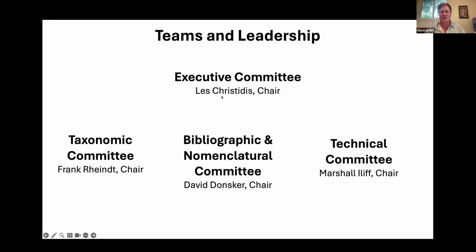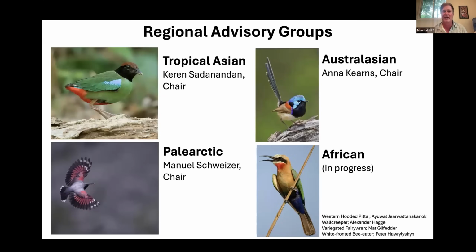And then I chair the technical committee, which is really thinking about how we use databases and websites to help both run this process, keep the information in a database, and get it out to the public through the website. The piece that's coming online now is to broaden the scope of this by having regional groups that can be primarily responsible for their avifauna in a given region, a region people know well and where they do a lot of field work.